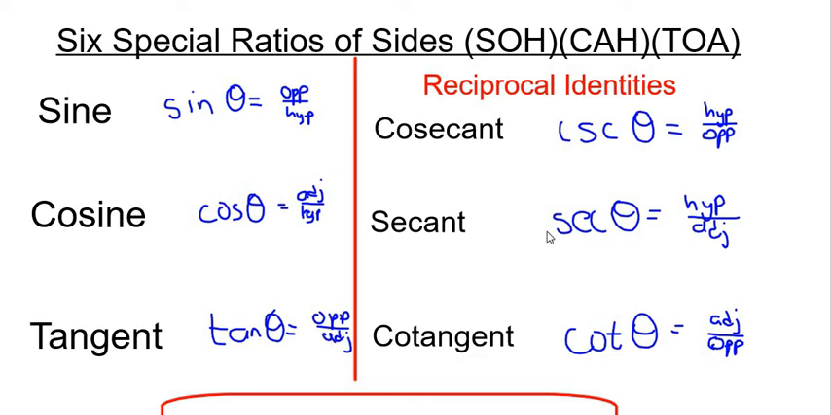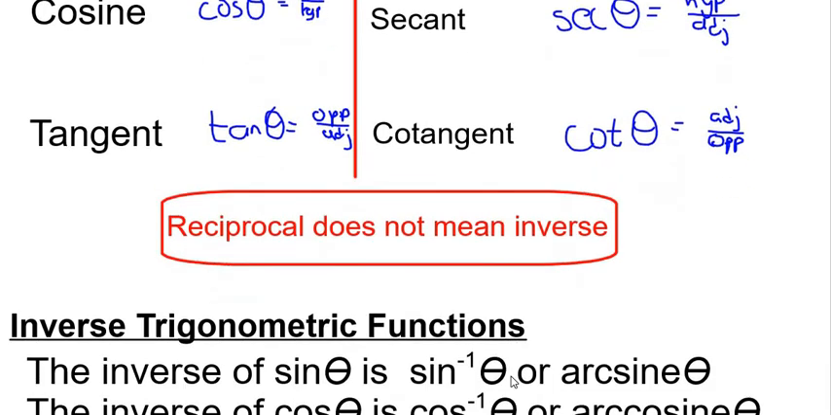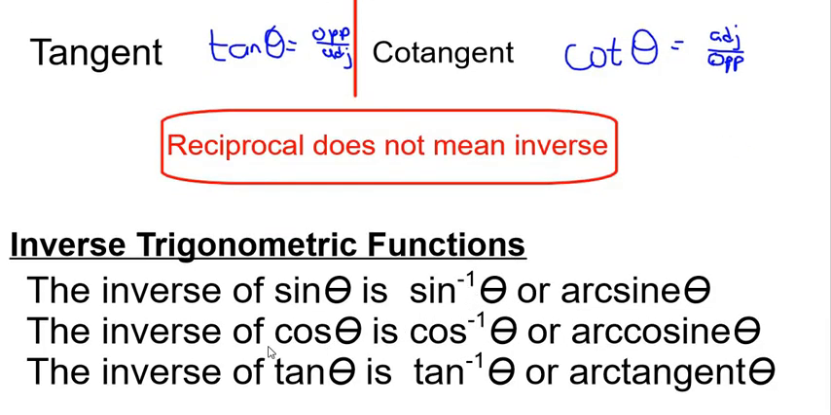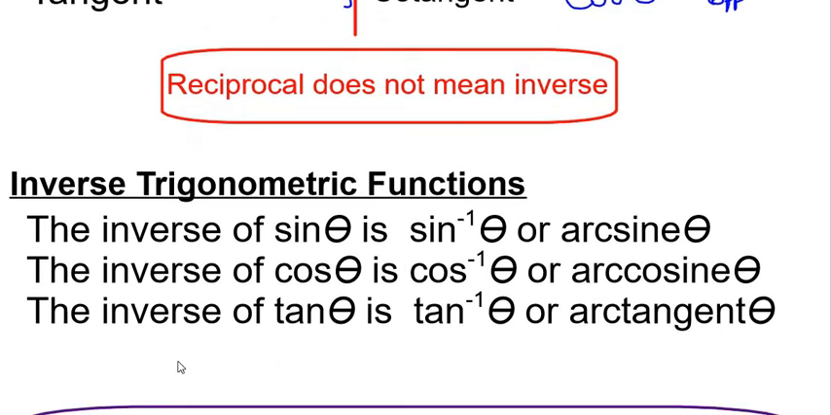So if these are not the inverses, what are the inverses in trig? Remember, reciprocal does not mean inverse. The inverses have a little inverse symbol in them. So the inverse of sine is called inverse sine. The function is called arc sine. The inverse of cosine is little inverse cosine. The function is arc cosine. Tangent is arc tangent.